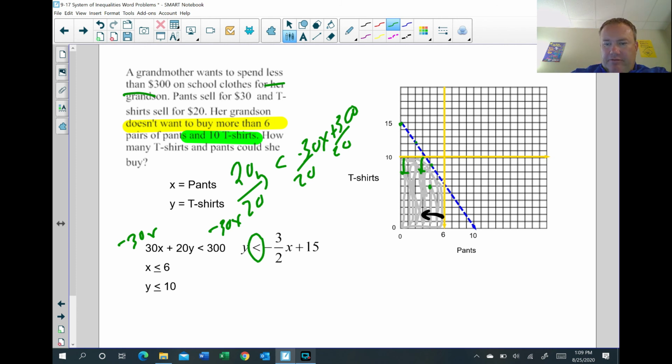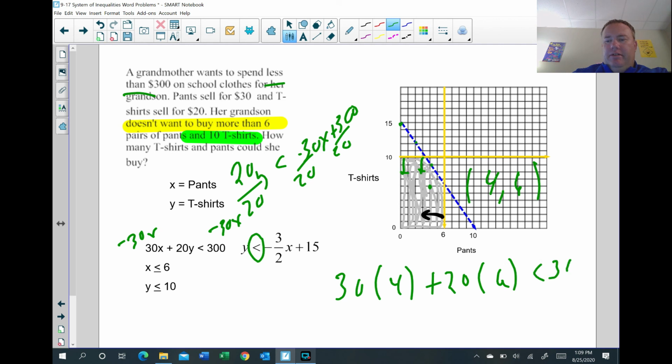So that is going to be 4 pants, and 1, 2, 3, 4, 5, 6 t-shirts. So if we do 30 times 4 plus 20 times 6, it better be less than the 300 that we got. 30 times 4 is 120, 20 times 6 is 120. That'll give us 240, which is less than the 300 her grandmother wanted to spend. Okay? All right, ladies and gentlemen.